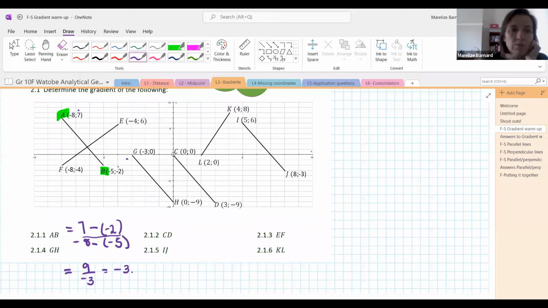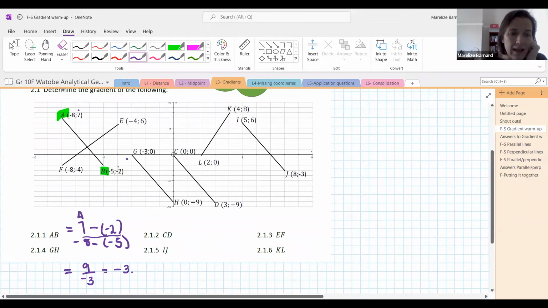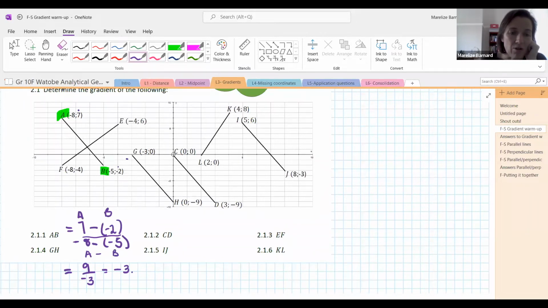Okay, so important when you do your gradient, if you're using the y coordinate at A first, like we did here, and you go A minus B, then your x's must also follow that same order, A minus B. You can't then change the order around. It can't be B minus A. So you have to be consistent with your order.